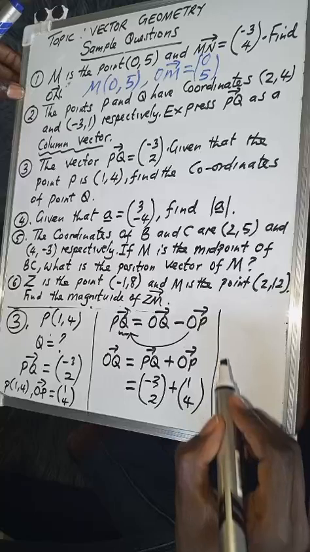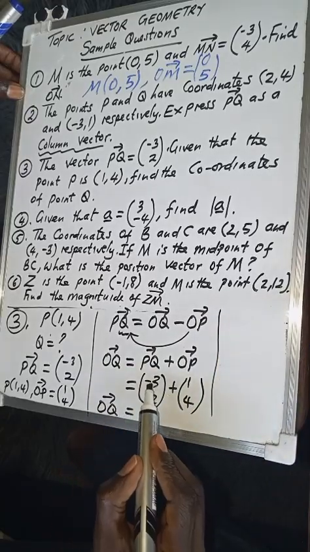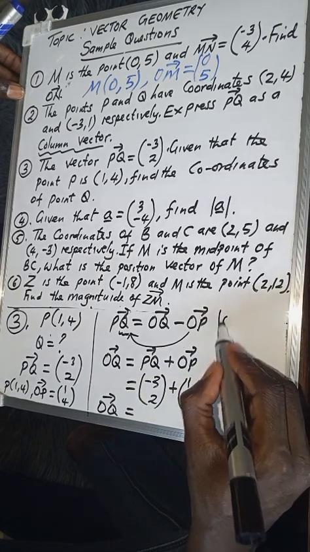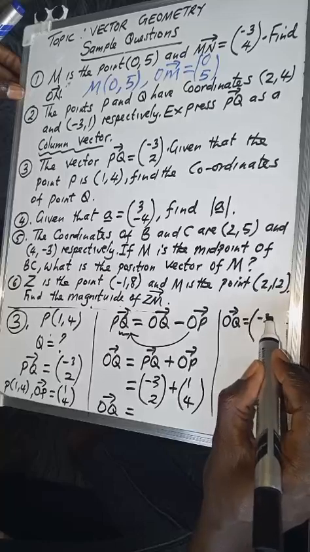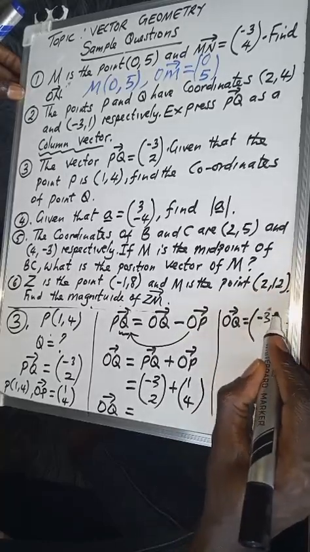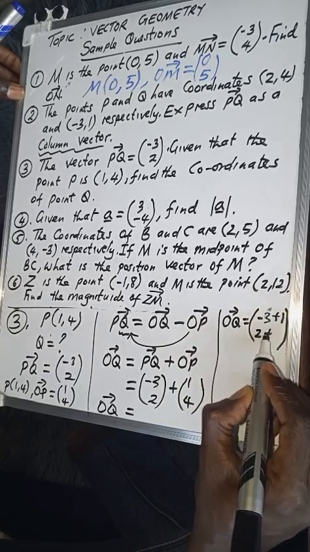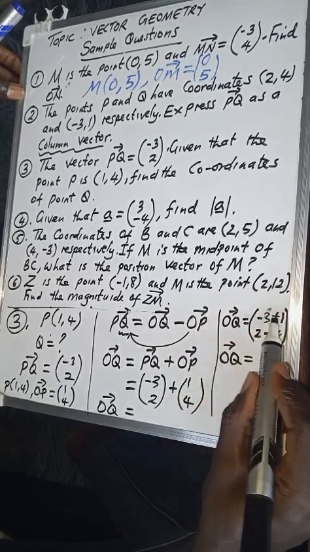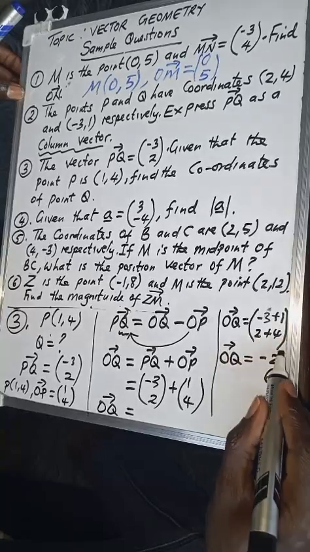Of course, if you notice there, OQ will be equal to, so you add negative 3 plus 1. So OQ, let me just write it there. It is going to be negative 3 plus 1 there, and at the bottom it is 2 plus 4. So therefore, OQ will be equal to, that will give us a negative 2, and 2 plus 4 will give us a 6.